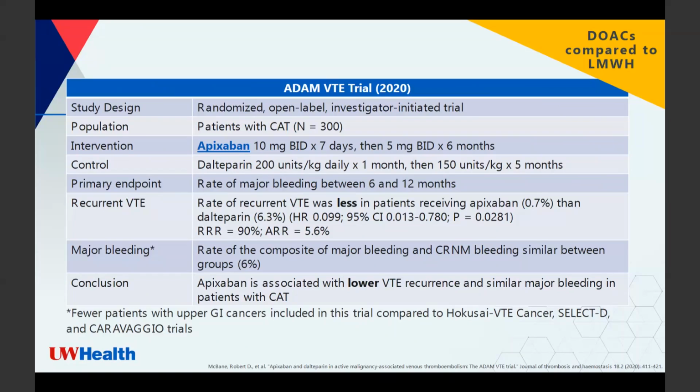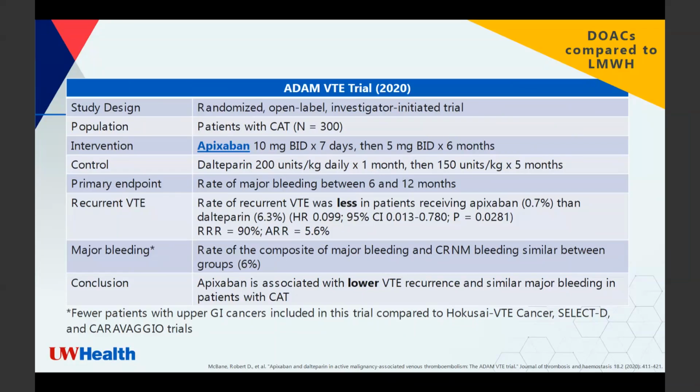The rate of recurrent VTE was less in patients receiving apixaban at 0.7% than dalteparin at 6.3%, and this is a hazard ratio of 0.09 with a p-value of 0.02. This is a relative risk reduction of 90% and an absolute risk reduction of 5.6%. For bleeding, the rate of composite of major bleeding and clinically relevant non-major bleeding was similar between the two groups at 6%. And in conclusion, apixaban is associated with lower VTE recurrence and similar major bleeding in patients with cancer-associated thrombosis.